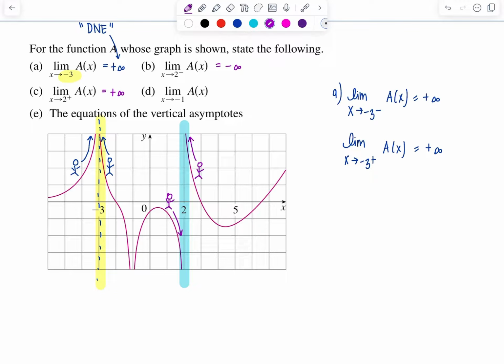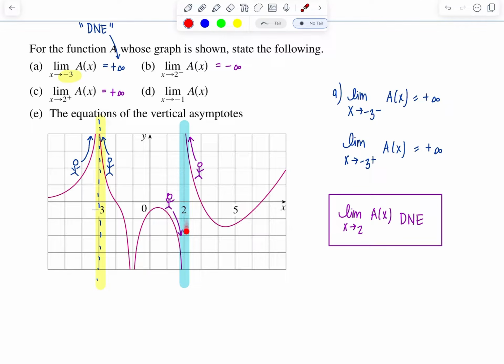So they didn't ask this, but if they had asked you, what's the limit as x approaches 2, the two-sided limit of a of x, then I would have my students put does not exist. Why is that? Because notice at 2, the limit from the left goes to negative infinity, whereas the limit from the right goes to positive infinity. So they're not equal. They're not approaching the same value. So I have to say the two-sided limit does not exist. That's different than the case over here at -3, where both sides were approaching positive infinity. So that's why I do like to be a little more precise and not just slap on DNE anytime we have an infinite limit. Okay, good.